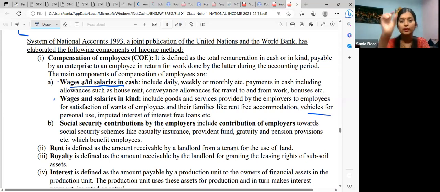Clear? So if instead of COE it is written wages, that means you are going to include it inside COE, right? And then social security schemes, like the pension, the PF, it can be the gratuity and the pension provision. These are the benefits, the security. It's like, I did work in this company for 6 years.